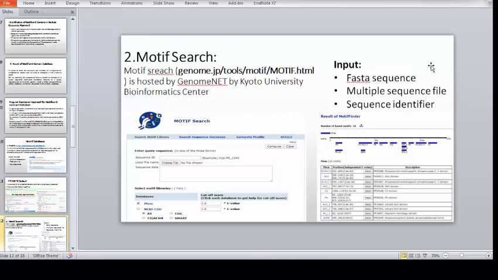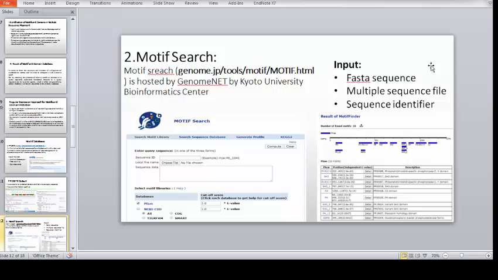So next, another motif search database, the second one, MOTIF Search. It is again a type of motif database, and it also contains thousands and thousands of sequence patterns. This tool is designed by the Kyoto University Bioinformatics Center. Again, we can input FASTA sequences, a multiple-sequence FASTA file, or a sequence identifier as an input.